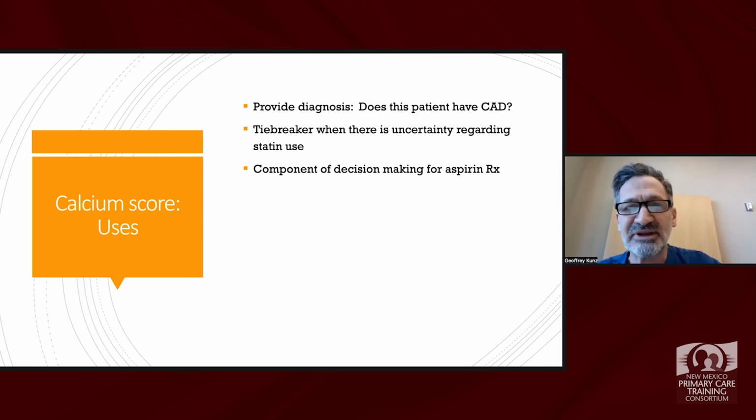Second point is, it can be a tiebreaker when there's uncertainty regarding statin use. Maybe somebody's intermediate risk, and they're not sure they want to commit to taking a pill. Get a calcium score, and if it's high, that can be the tiebreaker to say, yeah, I think I want that prescription. And also, as we mentioned before, it can be one of the factors you take into account when deciding whether to do primary prevention aspirin or not.